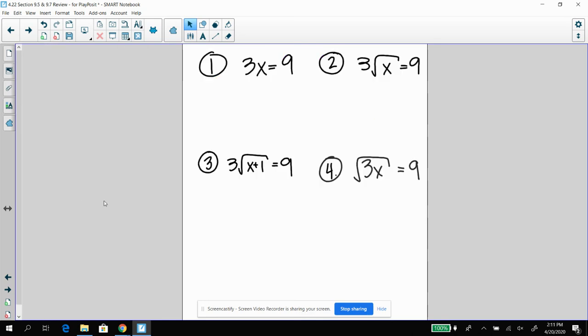All right, now I want you to try these last 4 problems. I want you to solve for x in these last 4 problems. Okay, we are back, and I'm going to reveal the answers. So hopefully this went well, and you feel pretty confident with all of this. Thanks so much. Good job.